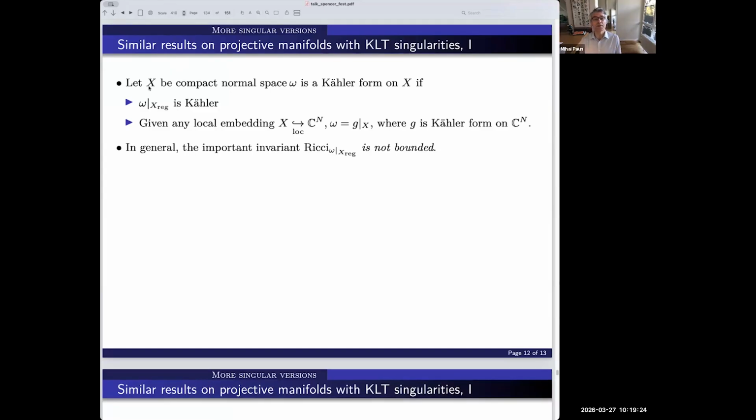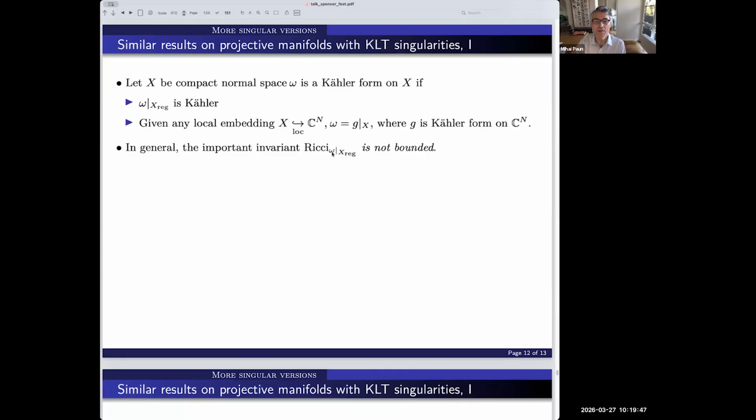Now, the bad news is that even if this metric looks very natural, there is an important differential geometric invariant which is simply not bounded, and this is the Ricci curvature already. Okay, so the Ricci curvature, if you compute it in very, very simple situations, simply blows up.